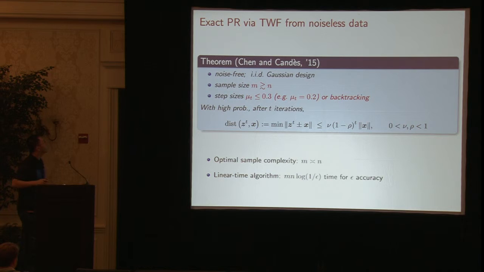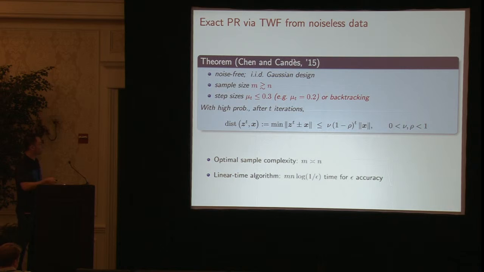Okay, so all these numerical findings can be formalized by our theory. What we are able to prove is the following. Suppose that we have noiseless data, we have IID Gaussian design, and suppose that the sample size is proportional to the number of unknowns, and we pick the step size to be something like a constant. In fact, in all the experiments I showed you, I pick the step size to be 0.2. Then, in this case, the relative error shrinks geometrically fast to zero, where rho here is some constant bounded away from 0 and 1. So we can converge in logarithmic iterations.